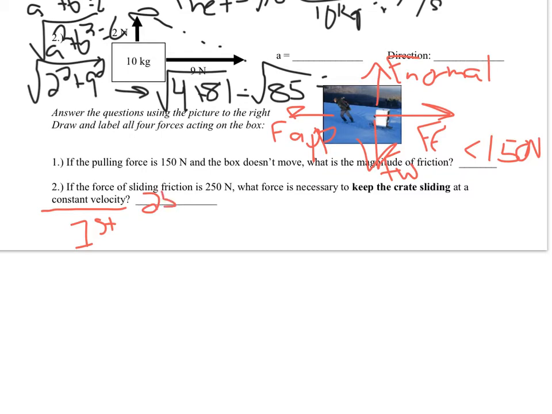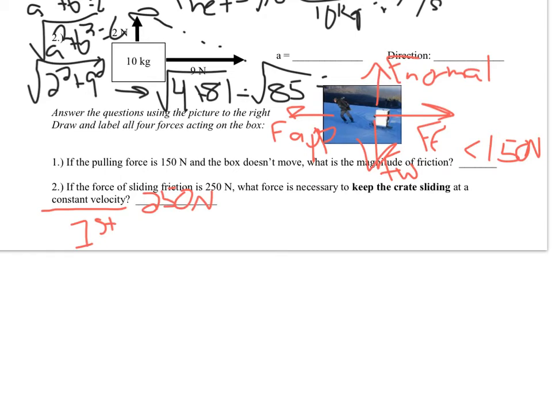the force to keep it going at constant velocity is also 250 newtons. If you had a greater force, the object would be accelerating, not at constant velocity. If the object had a smaller force, the object would be slowing down, or therefore accelerating negatively.